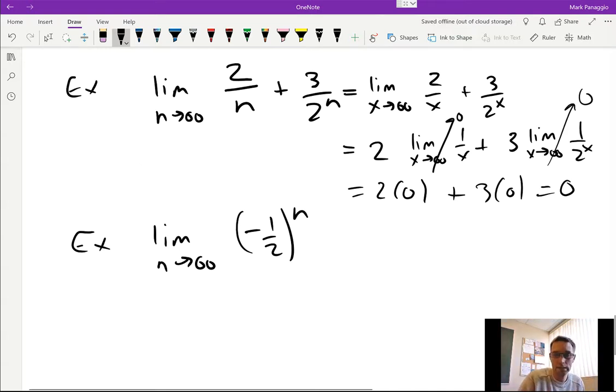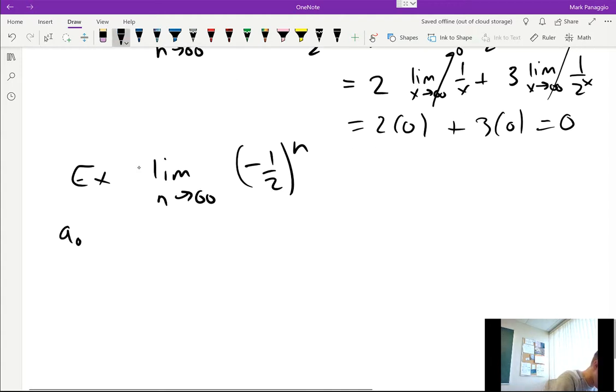All right, now this is a little bit trickier. Let's actually write down the terms in this sequence so we can get a handle on what's going on here. So let's look at some of the first few terms, a0, a1, a2, a3, and so on. All right, so if I take negative 1/2 and raise it to the 0 power, that's going to give me a0, and any number raised to the 0 power is going to be just 1.